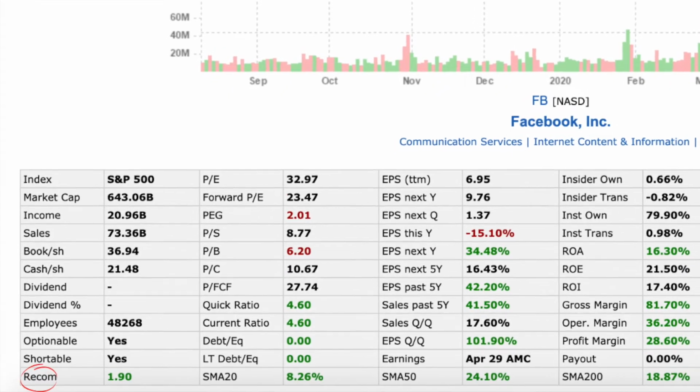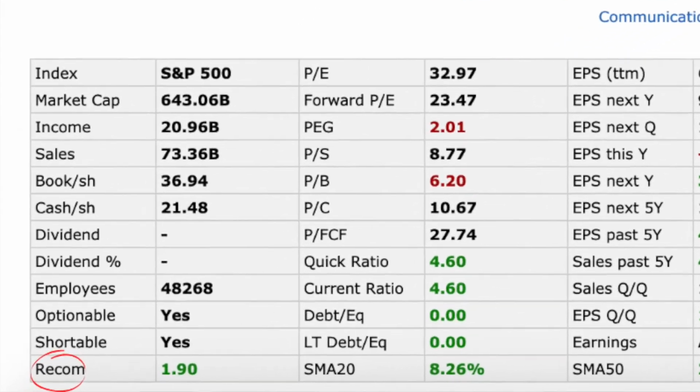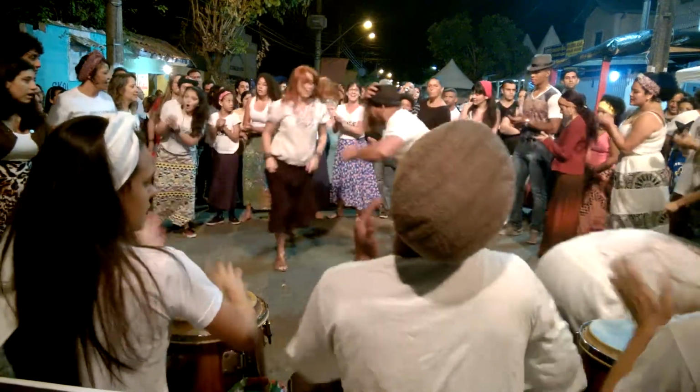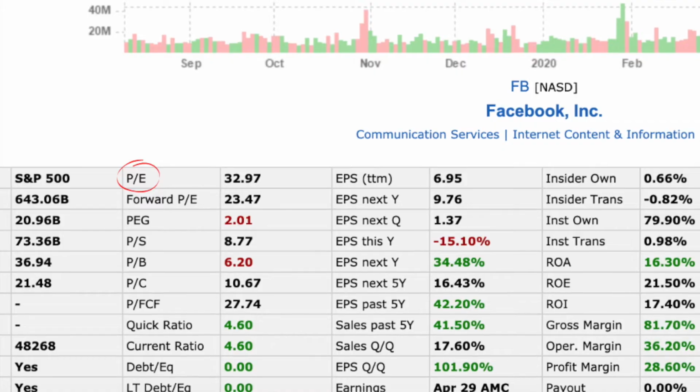Recommendation. This number is the average analyst's recommended score on a scale of 1 to 5, with 1 meaning strong buy and 5 meaning strong sell. Facebook currently has an average score of 1.9, which means analysts on average are still encouraging people to buy the Facebook stock. Now, it doesn't necessarily mean that these guys are always right and you should just go there and buy the stock, but the number kind of acts as a reference so you kind of know what the sentiment is on the street. The next box is PE ratio.